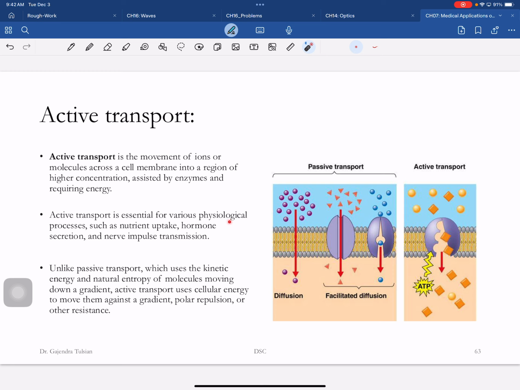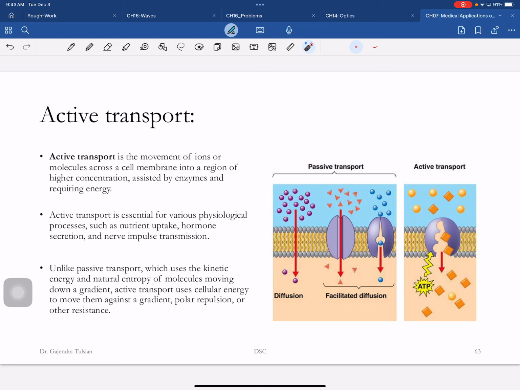Active transport is essential for various physiological processes such as nutrient uptake. You're taking nutrients, every bit of nutrients you want to absorb, so you're taking them from a lower concentration to a higher concentration. Hormone secretion, so when you have an organ that's secreting hormones, you've secreted plenty of hormones there, but you're still wanting to transport hormones there. And nerve impulse transmission. So again, active transport, you're spending energy to move stuff from a lower concentration region to a higher concentration region.